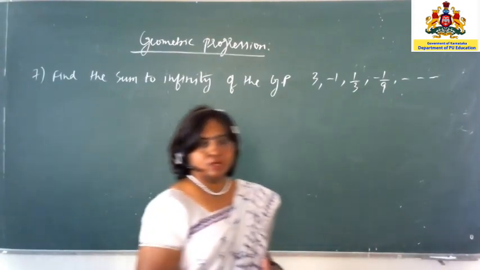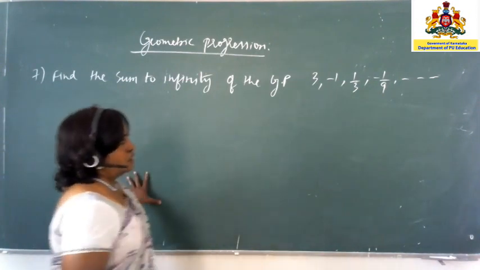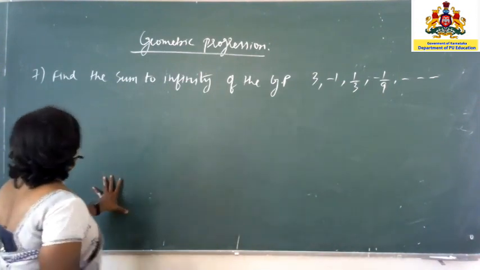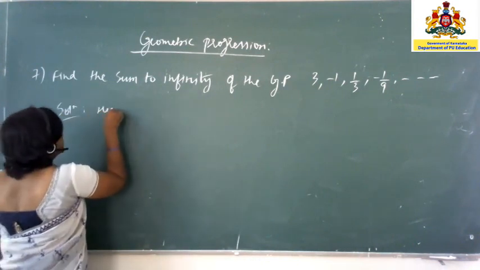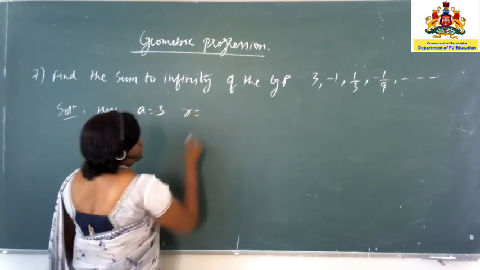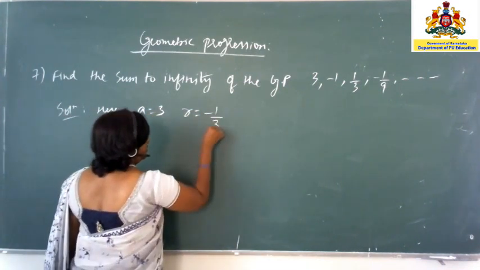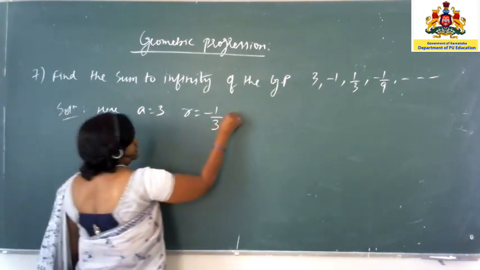Next sum, find the sum to infinity of the GP 3, minus 1, 1 by 3, minus 1 by 9, continuing. So here a is equal to 3, r is equal to minus 1 by 3. So that is less than 1.